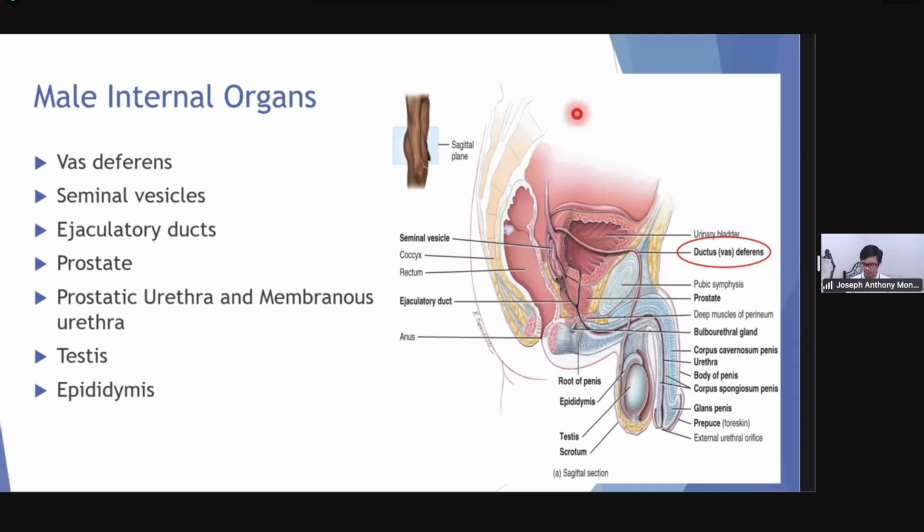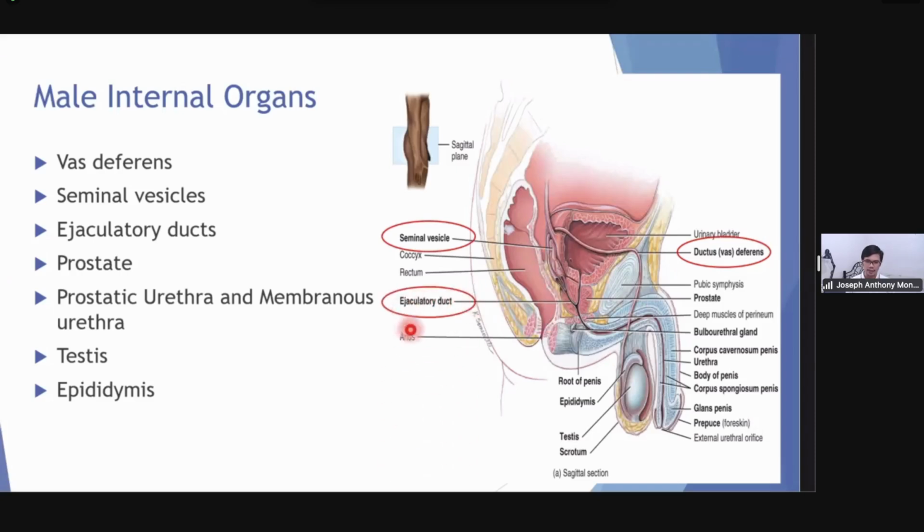Okay? So for the seminal vesicle, it's important to take note of its close relationship posteriorly to the rectal bulb. Later we'll be discussing that the seminal vesicle will be joined by your vas deferens as it tapers in unison to become your ejaculatory duct.